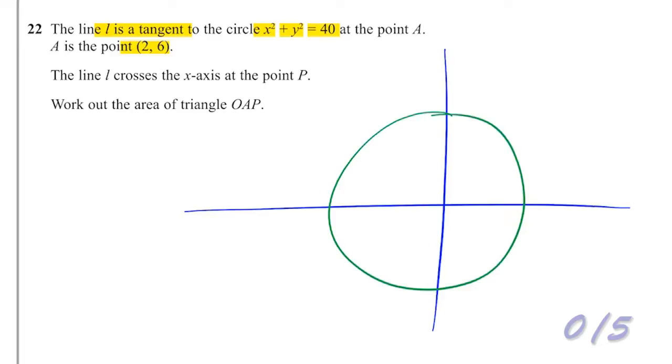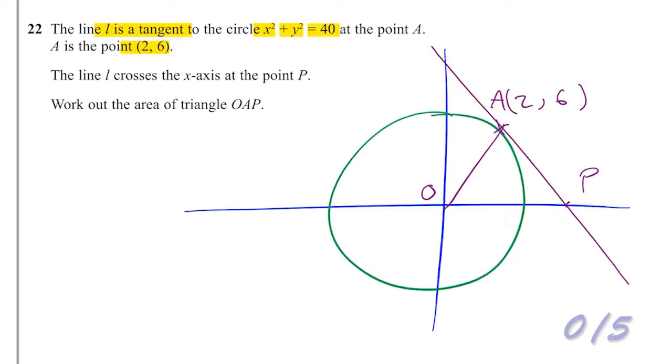So let's have a look at this. Somewhere around here we'll get a tangent. So that's at 2, 6. And tangent to the circle, just going to skim it, something like that. They want us to work out the area of the triangle O, P, where line L crosses the x-axis down here. So we're looking for this triangle here.